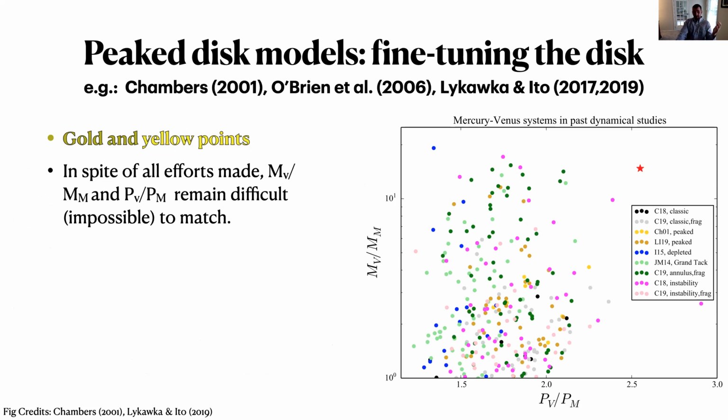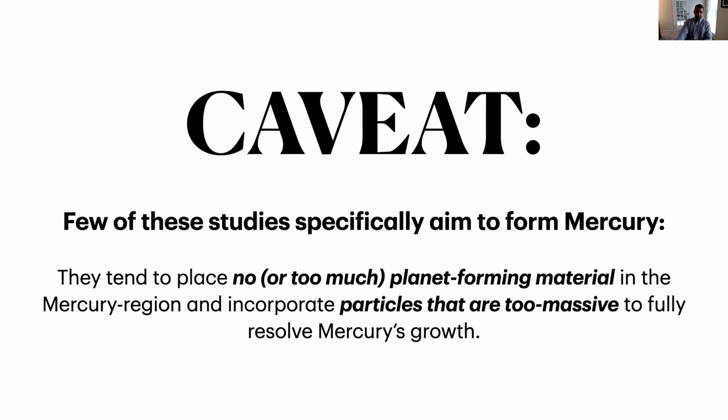So in spite of all efforts made, we still do not have a working model capable of replicating the precise Mercury-Venus system. However, I'd like to put a major caveat on this entire discussion, as I'd be remiss not to point out that the majority of the simulation sets I'm showing here really are not designed to replicate Mercury.